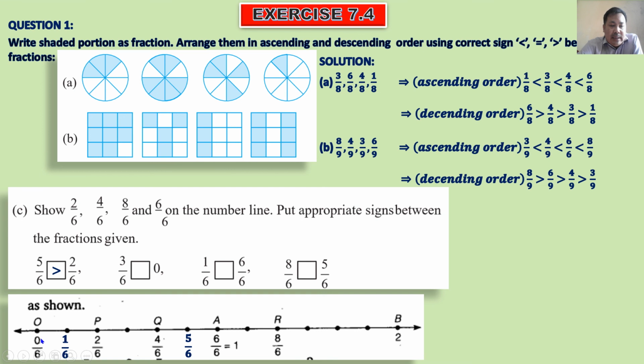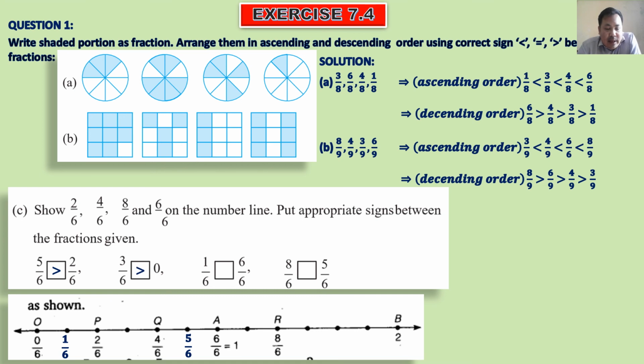So which one is lying on the right side of the other? Let us see in these two fractions which one is lying on the right side, whether 0 is on the right side or 3 by 6 is on the right side of the other. Let us see. So where is 3 by 6? Now the 3 by 6 is not being shown here, but the point you can see here between P and Q, this point will represent your 3 by 6. Okay, so that means 3 by 6 is lying on the right side of 0 on number line. That means 3 by 6 is larger than 0. So we put the sign like this.